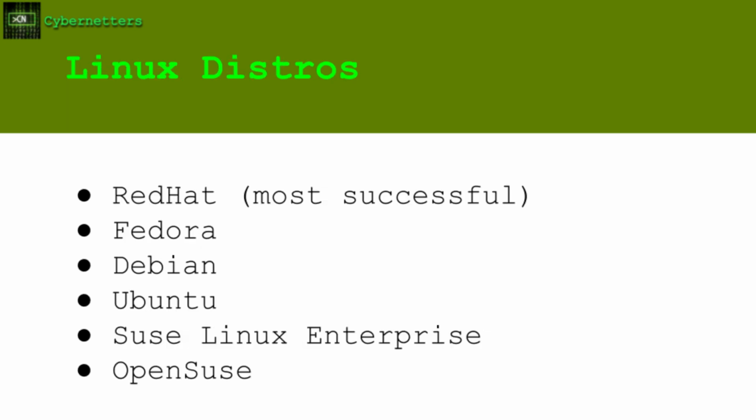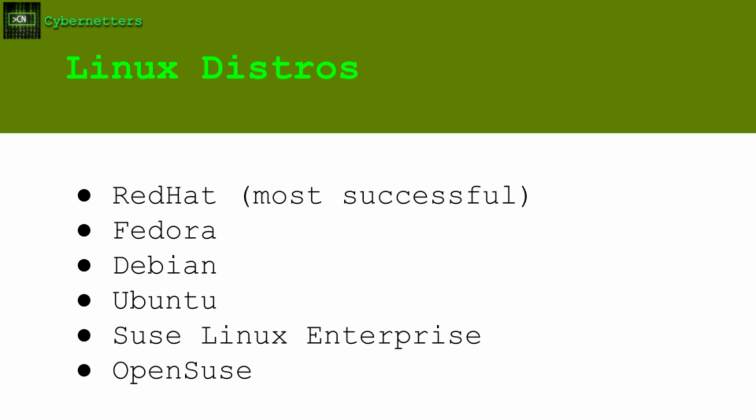Linux comes in many flavors, also known as distributions or distros, each designed for different use cases. Red Hat is the most successful, and it's widely used in enterprise environments because of its stability and support. Fedora is Red Hat's cutting edge counterpart, which is great, especially for testing new features. Debian is also known for its reliability and serves as the foundation for many distros, including Ubuntu, which is the most user-friendly and widely adopted Linux distribution.